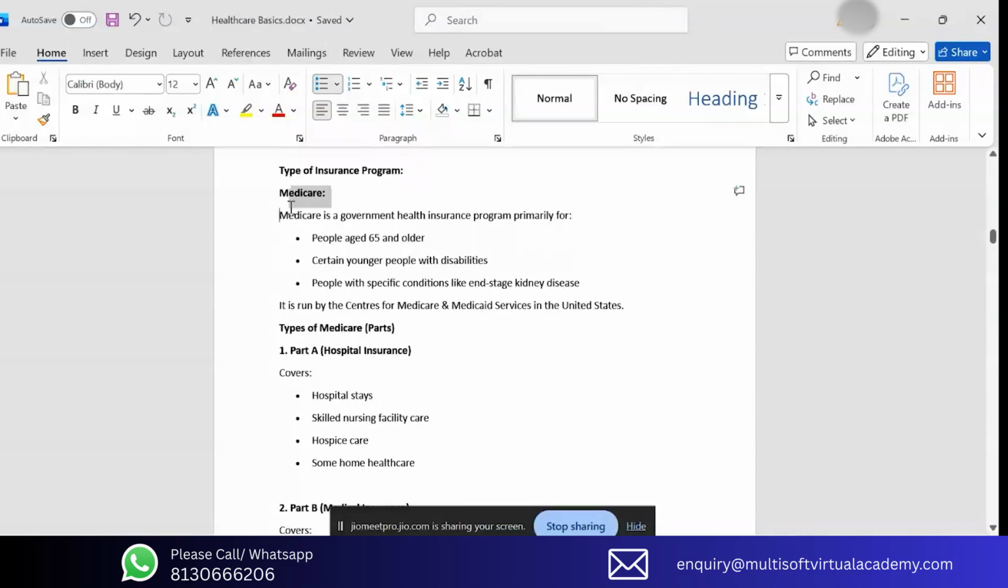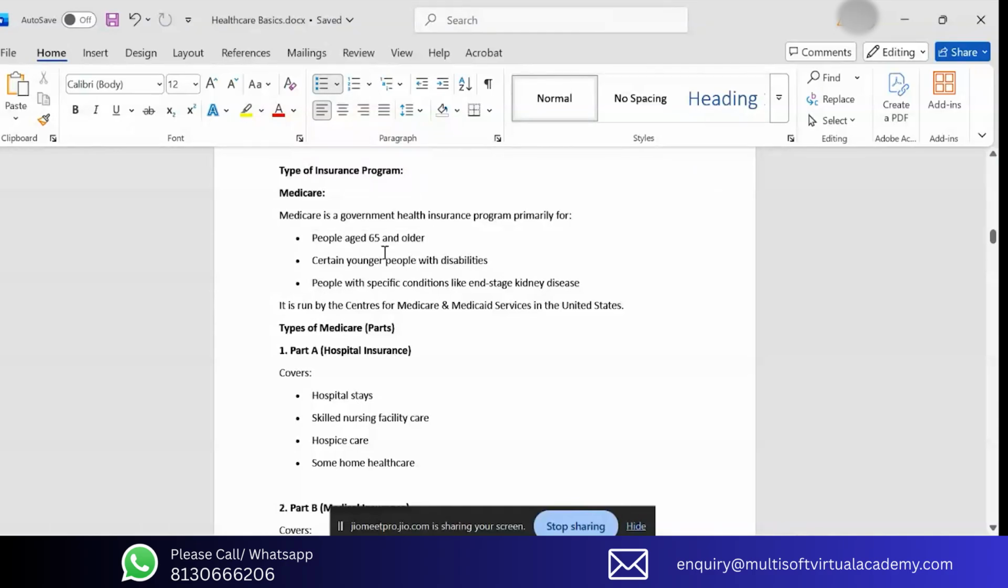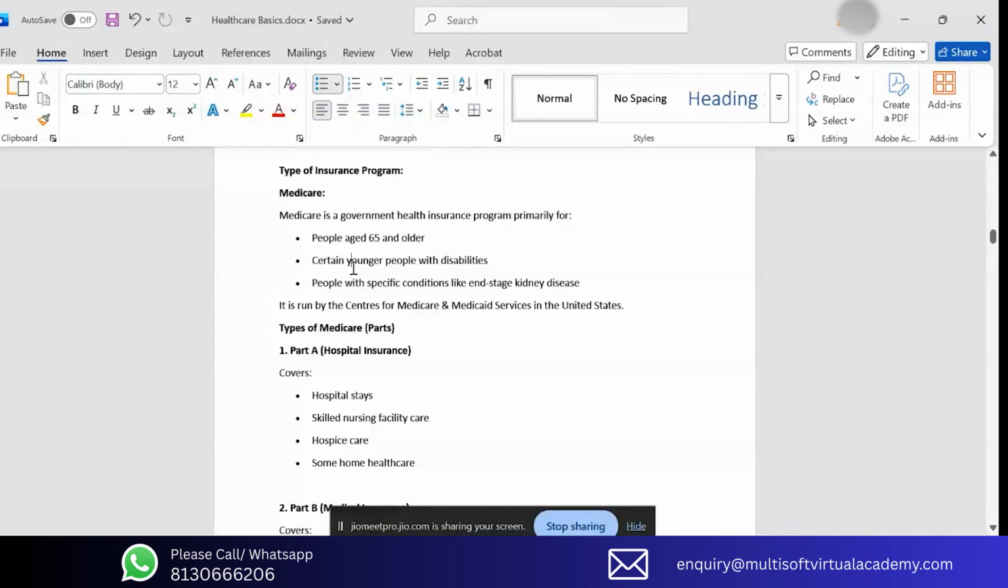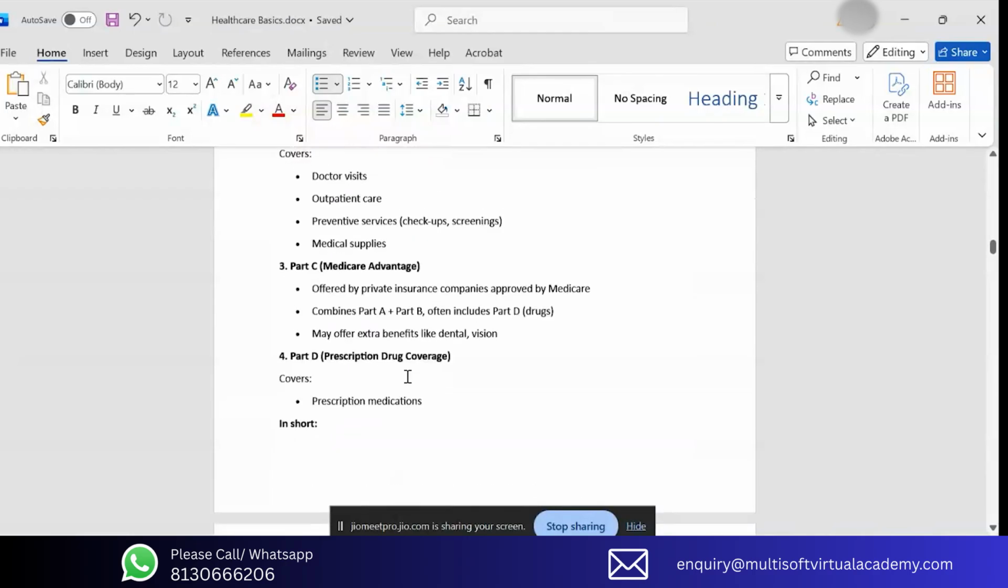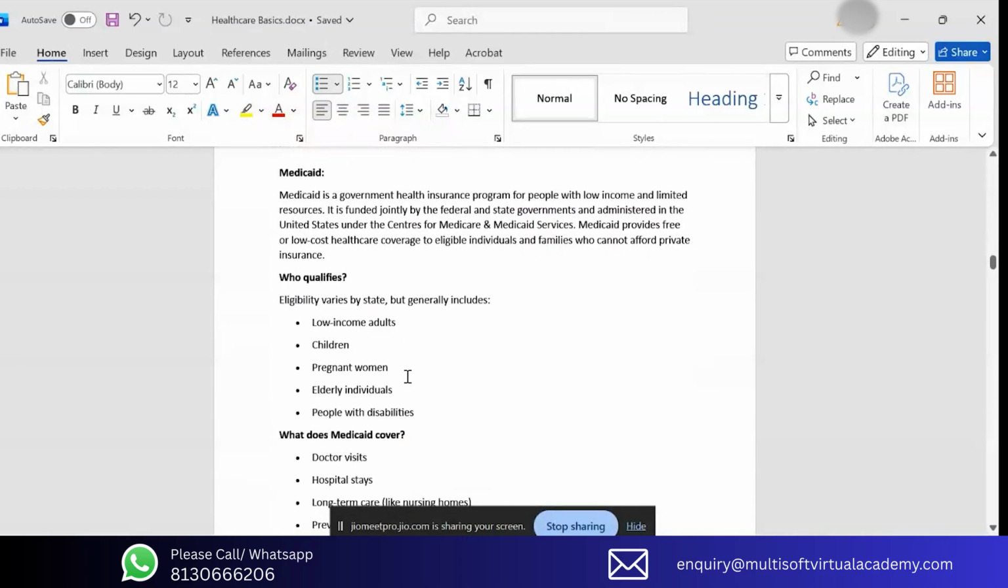When you say Medicare, it is for those aged 65 and older. It is a government plan, and it is not only for people aged 65 and above. There are some exceptions, like younger people with disabilities can also be part of Medicare, and some specific conditions like end-stage kidney disease can also be part of Medicare. So I think we have covered Medicare.